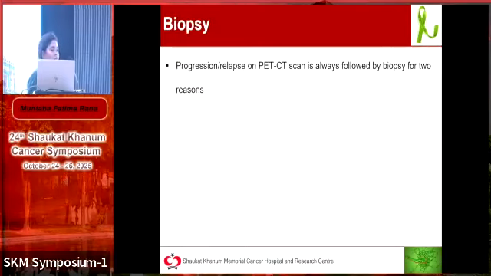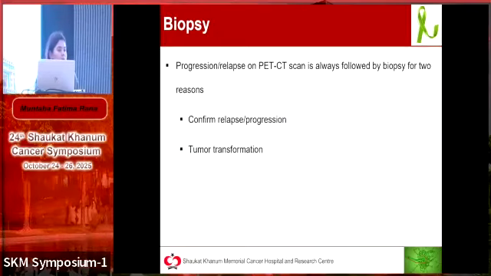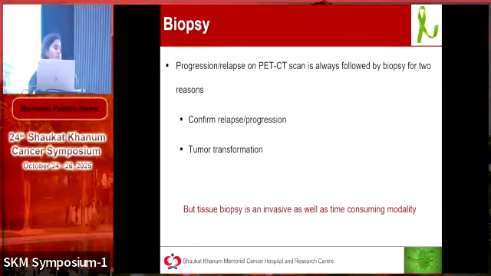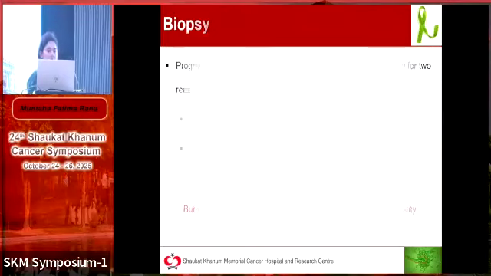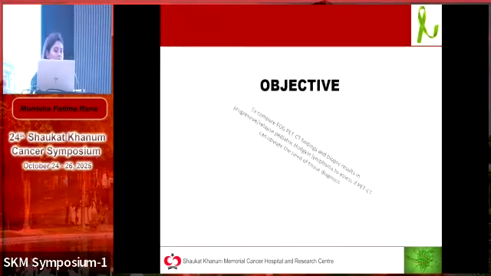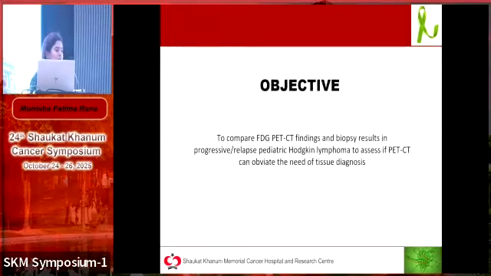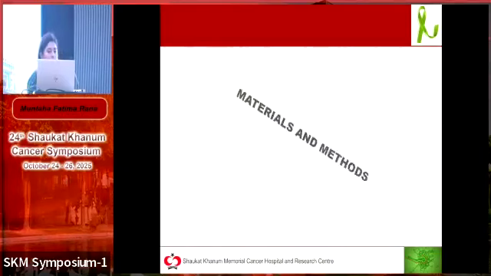Whenever there is progression on PET-CT scan, biopsy is always performed for two major reasons: one, to confirm the relapse or progression, or two, to see tumor transformation. But tissue biopsy is an invasive and time-consuming modality, which brings us to the objective of my study: to compare FDG PET-CT scan findings and biopsy results in progressive or relapsed Hodgkin lymphoma patients, and to assess if PET can obviate the need for tissue diagnosis.